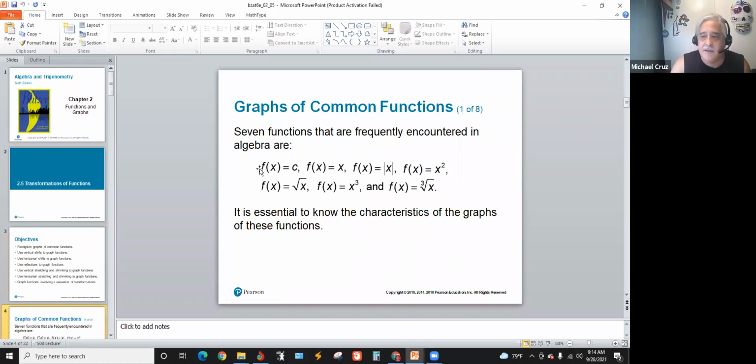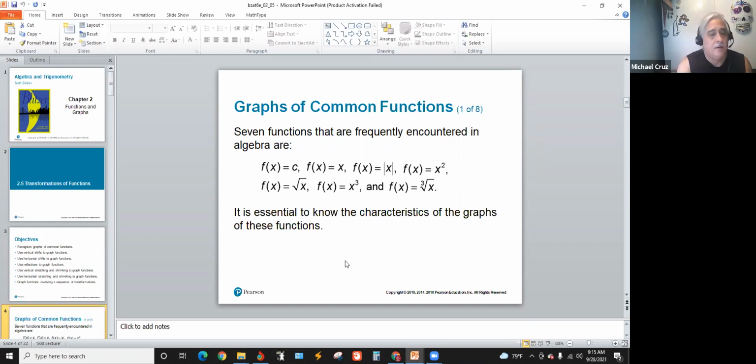You've got a constant function, and that's why they have f of x is just equal to c. In other words, f of x is just equal to some number. That's just a straight, horizontal line. f of x is equal to x. That's a linear function, a straight line. f of x is equal to the absolute value of x. That's that V. And then f of x is equal to x squared is the parabola.